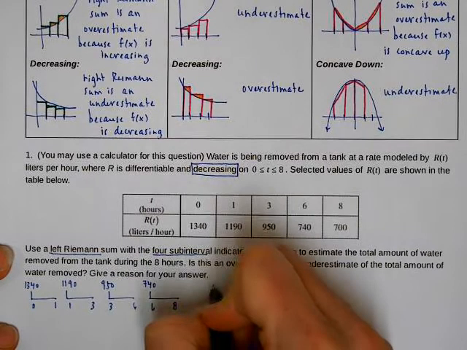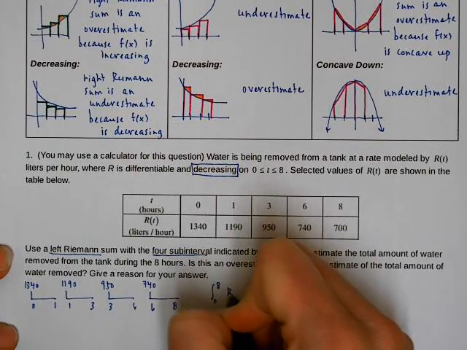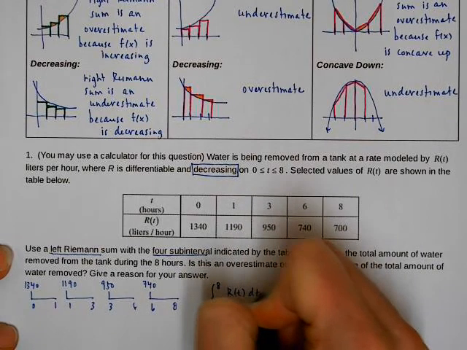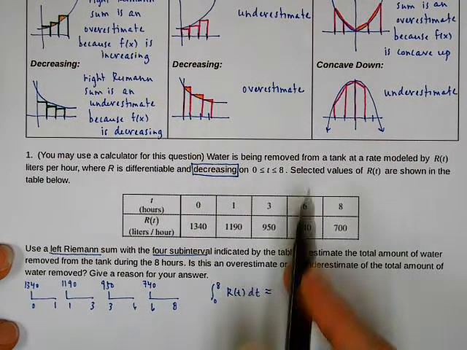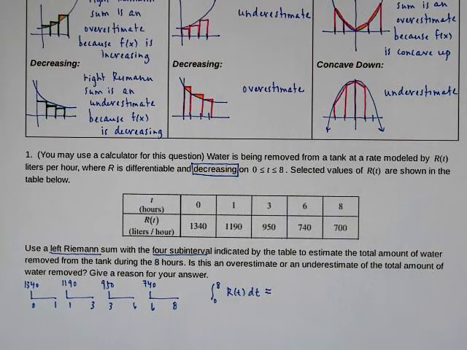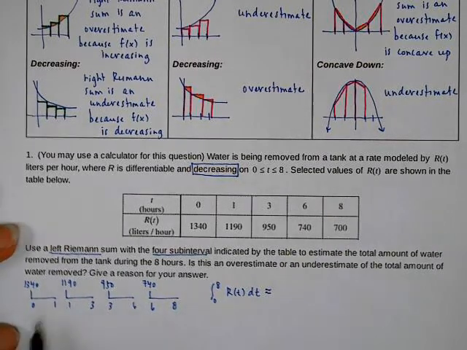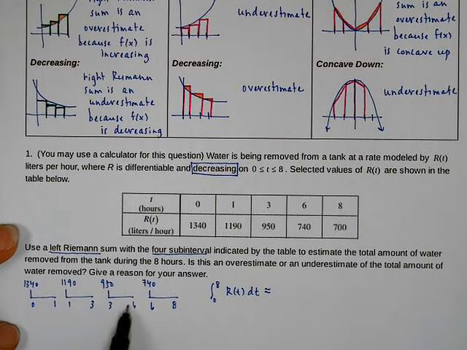So what we're actually doing is we're estimating the integral from 0 to 8 of R of t dt. Right? This function is the rate at which it is being removed. So the integral is going to give me the change in the amount there, how much was removed. So now I have to be careful. These intervals are not a common length, so I have to handle each one individually.